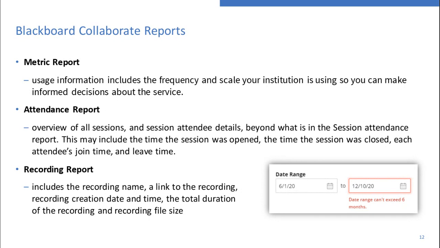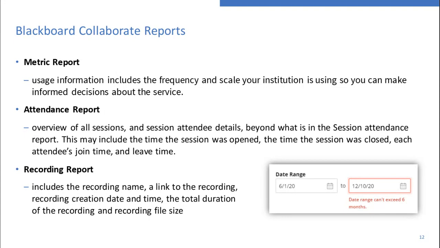So first, we have the metric report. This is the report that gives you a summary of the frequency and scale at which your institution is using Collaborate, so that you can identify trends and make informed decisions about this particular service at your institution. So this gives you a good snapshot of the level of adoption, the usage, and how your faculty and your students are using this at your institution.